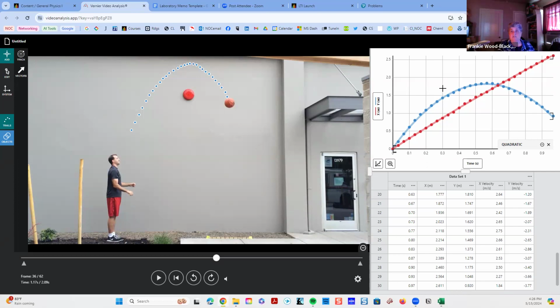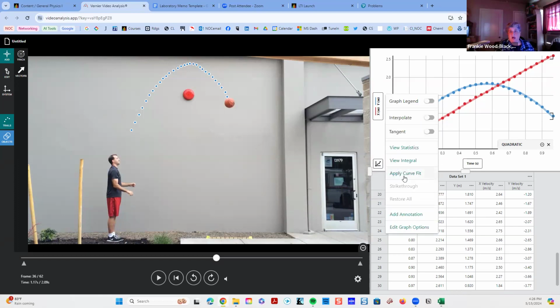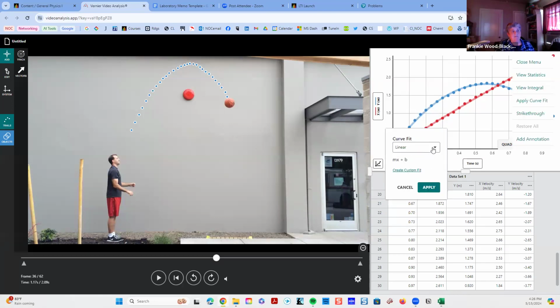Any questions? You can use the chat if you need to. Yeah, I missed the part where you brought up the quadratic thing. Okay, so here you click on the graph tool and you'll do the apply curve fit. And then you have a lot of different choices.